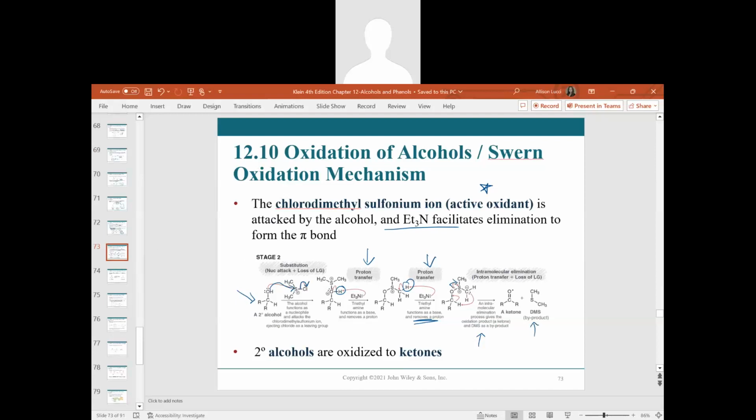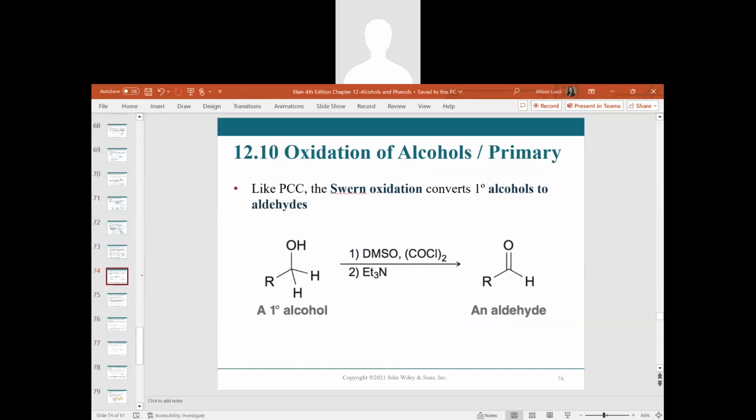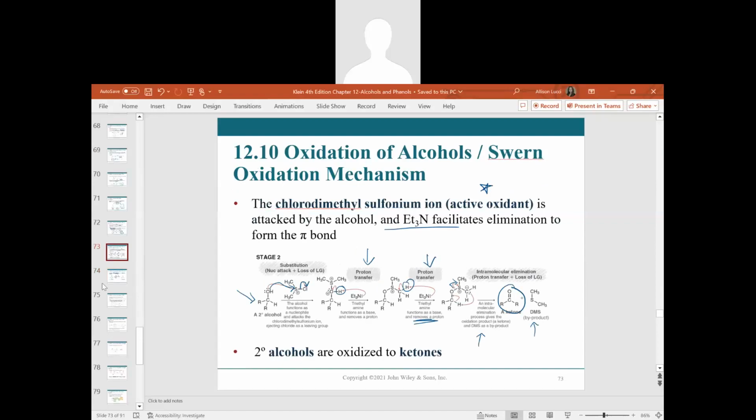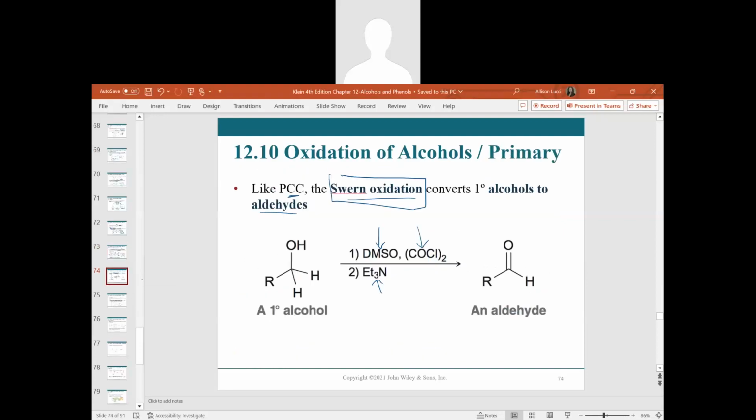So we can see that through the Swern oxidation method, we can still oxidize our alcohols to form ketones. And in this scenario here, just like PCC, our Swern oxidation will convert primary alcohols to aldehydes and not further oxidize those to carboxylic acid. So again, we have our dimethyl sulfoxide, we have our oxalyl chloride, and then we have our triethylamine reagent. So when you see this combination of reagents, these are within the Swern oxidation, right? As we saw all of our mechanistic steps here. Secondary alcohols were converted to ketones, and primary alcohols would be converted to aldehydes.